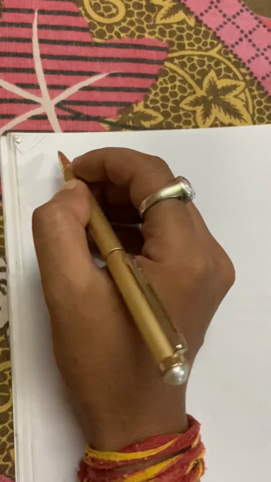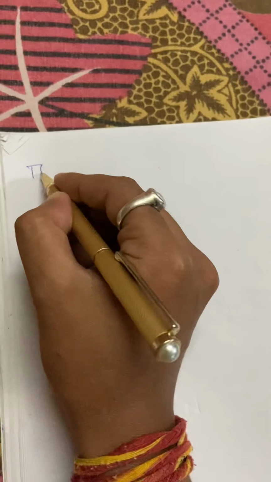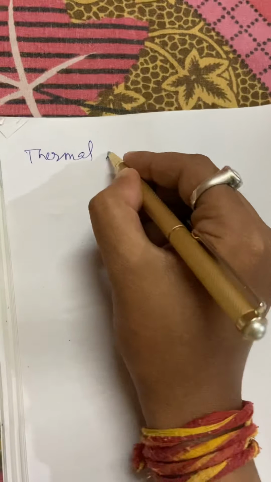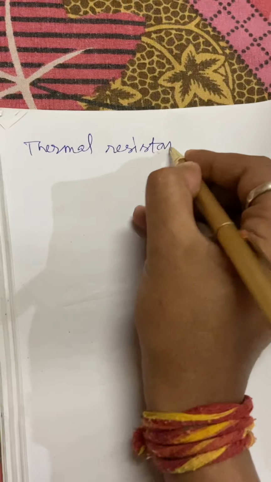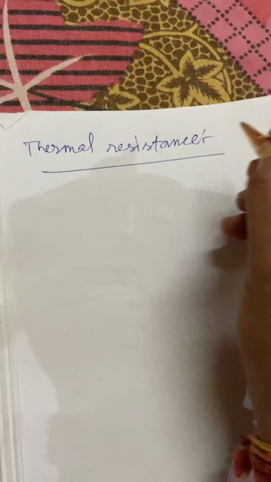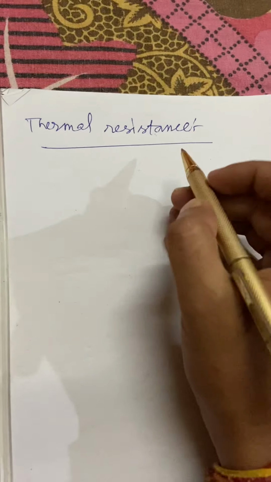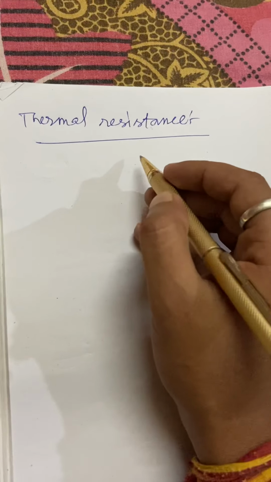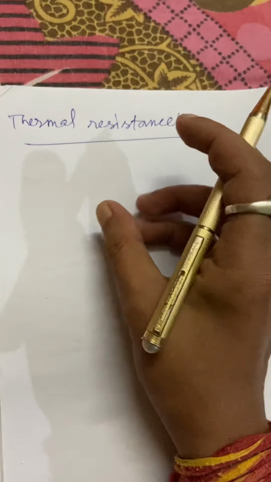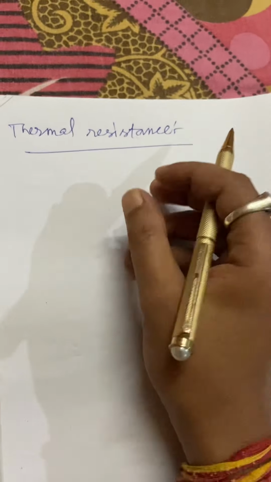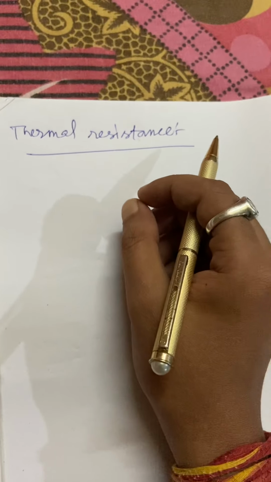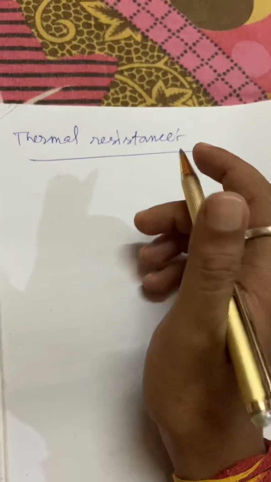Okay, today we will start with thermal resistance. So we have already learned about electrical resistance, right? And what is electrical resistance? It is a hindrance to the flow of electric current.